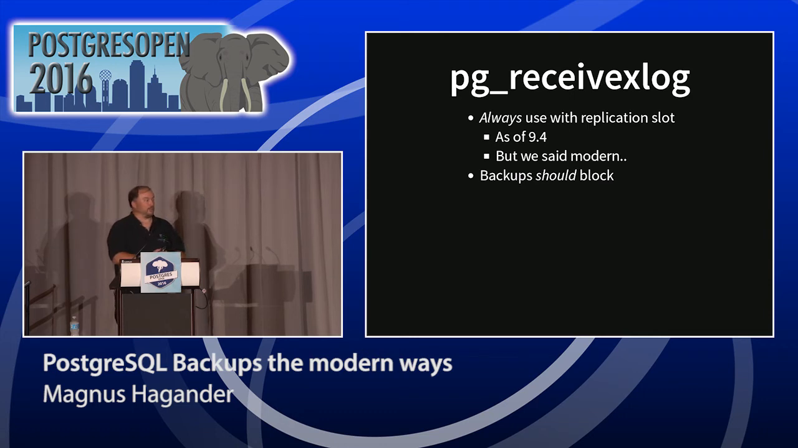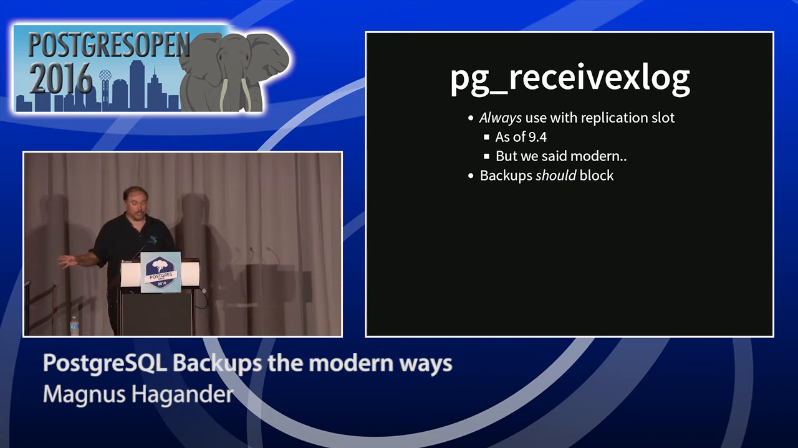This only works from 9.4 and up, but that's why I put modern in my title, right? If you're using anything older than 9.4, you're not modern. pg_receivexlog works since 9.1. With a replication slot, the thing is, otherwise pg_receivexlog can, just like a replica, fall behind so far that it can no longer recover because the transaction log was rotated on the master.